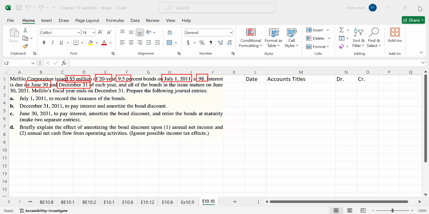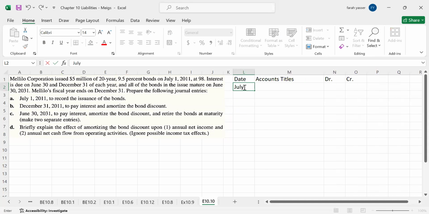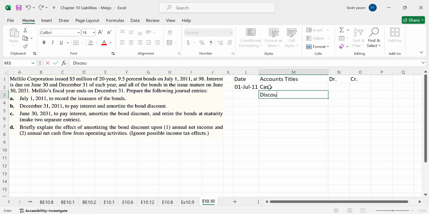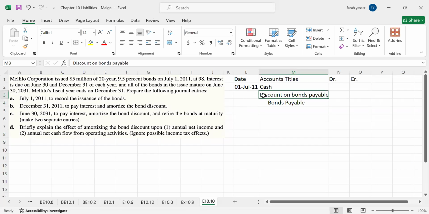So what is required? First requirement is on July 1st 2011, record the issuance of bonds. So first is the recording of issuance of bond. The time is July 1st 2011. Whenever the company issues a bond, the company gets cash. We recorded premium on bond on the credit side. So now we record discount on bonds payable on the debit side, and bonds payable on the credit side. So compare it with the premium. Here you can see premium is on the credit side. Now the bond is on the credit side.